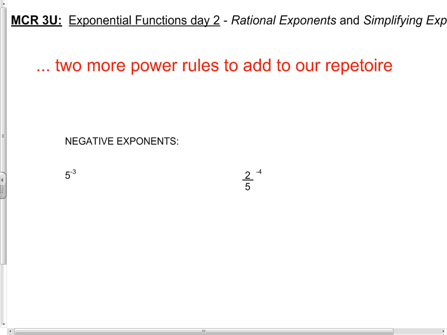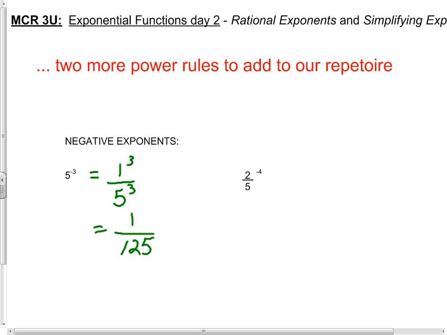So 5 to the negative 3. The negative exponent means to flip, 1 over. And now that I've dealt with my negative exponent, 1 over 5 cubed. This is actually a 1 cubed as well. I have flipped it and cubed it. I will have 1 over 125.